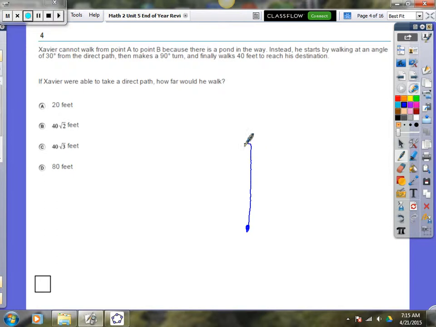If he makes a 90-degree turn, that means he's got to hit a perpendicular. So that means the pond must be right here. So he cannot go straight to the pond. So that's got to be a 30-degree angle. So we'll call this A, we'll call this B. There's my 90. This piece is 40.